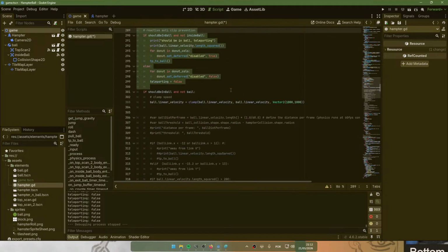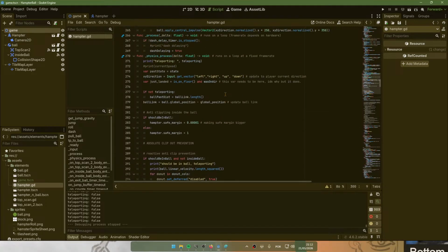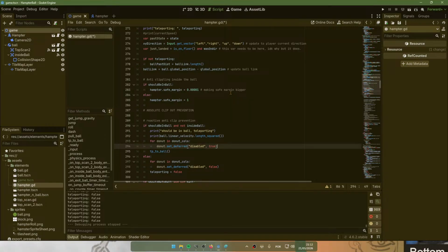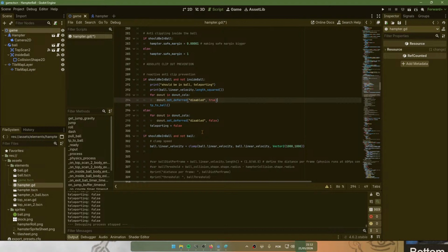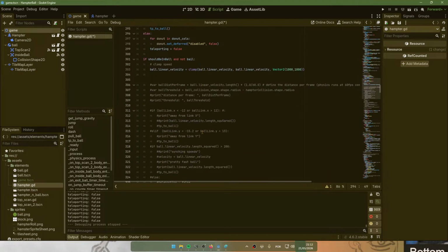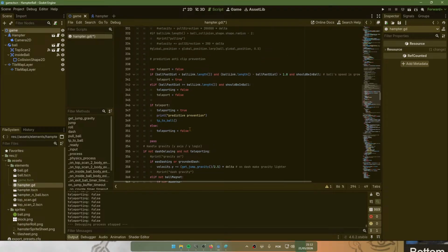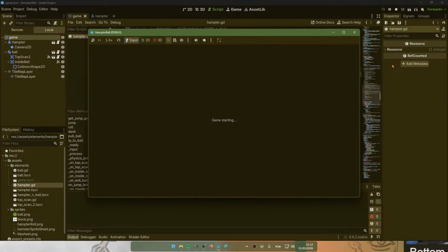Okay. Wait. Oh, there it is. The clamp speed. Okay, so let's go down here. Take this off. What happens now?